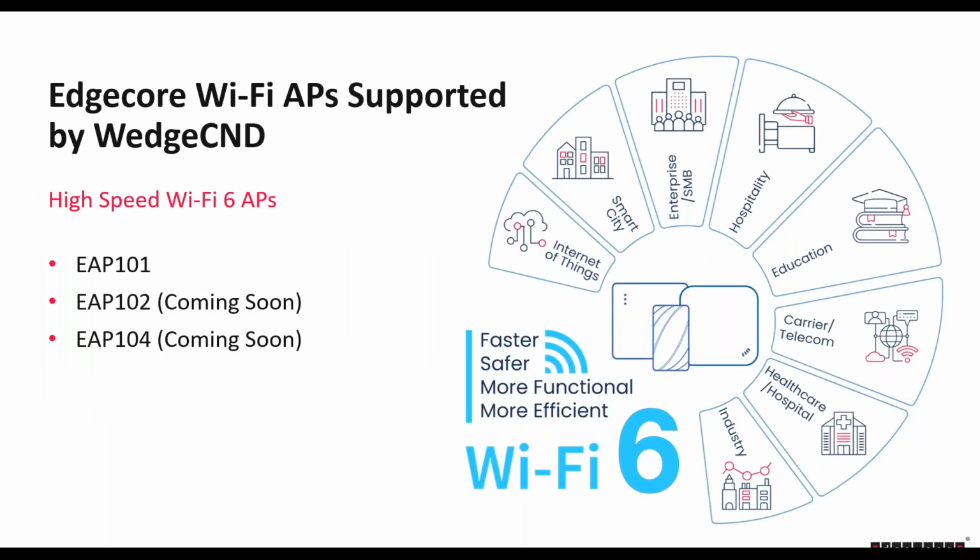Today, the Wedge security add-on is enabled on indoor Wi-Fi 6 access points. EAP101 is the first access point. Following the plan, we plan EAP102 and EAP104.